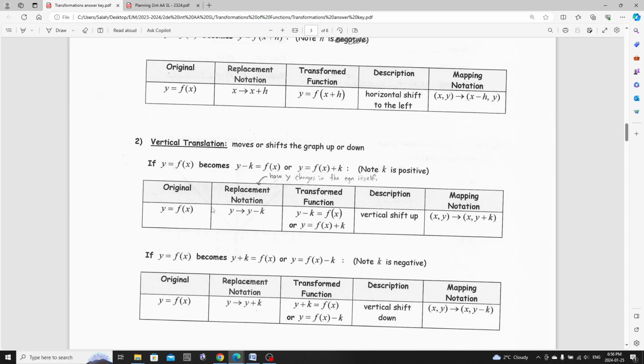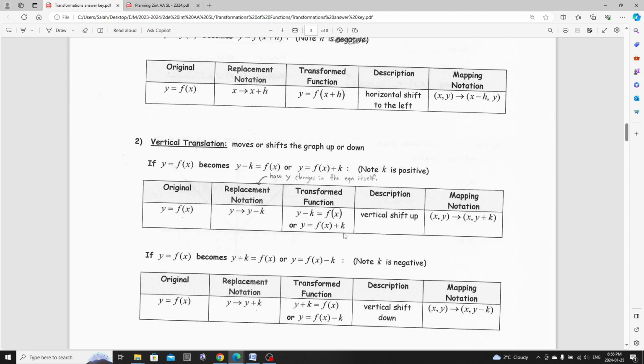Okay, now as before, your replacement notation is just what you do to y. What do you replace y with? Well, we're going to replace it with y minus k. And then you're going to grab this negative k and you're going to add it on both sides of your equation so that you're isolating for y. Once you've done that, you've got your transformed function.